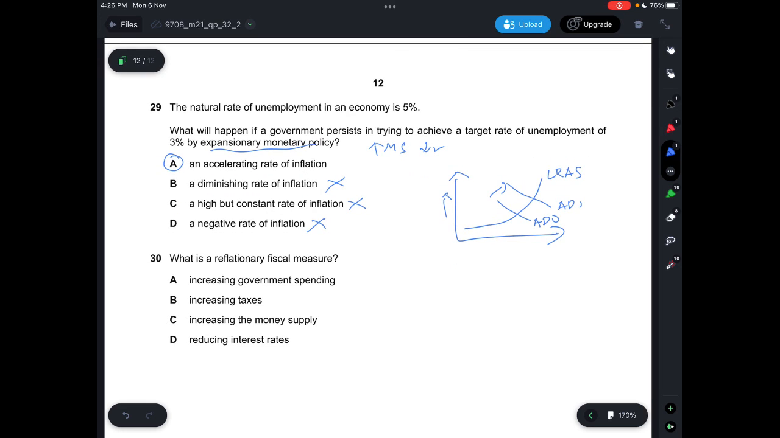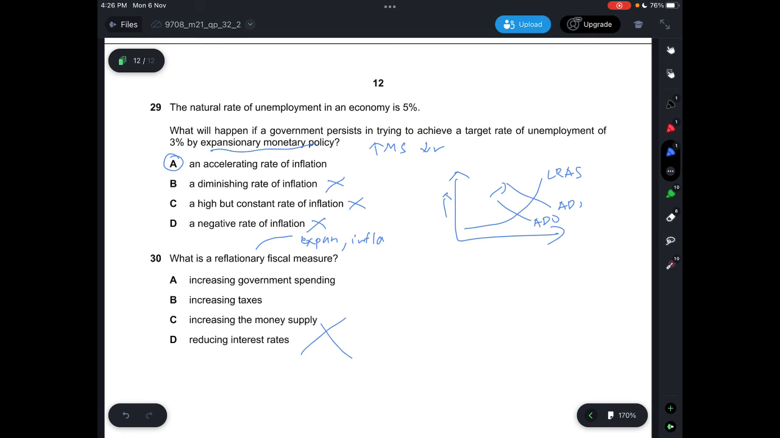Question 31, a reflationary fiscal measure. That will be like inflationary or expansionary. So here, anything that is not related to fiscal policy would have to be ruled out, and you can already identify that C and D are not the answers because C and D belong to monetary policy. So it has to be either A or B, and you need to remember that a reflationary fiscal measure could be called expansionary fiscal policy, or it could be inflationary policy.